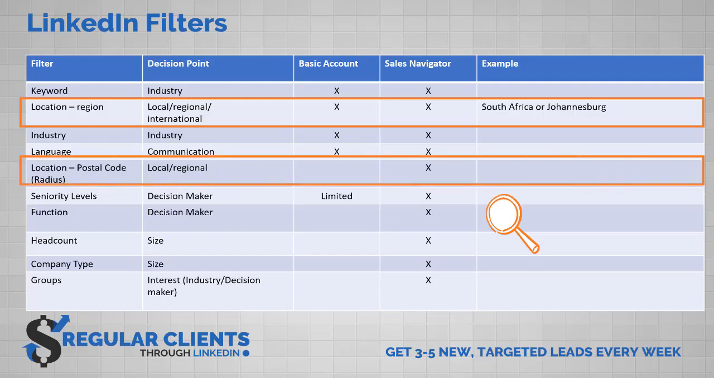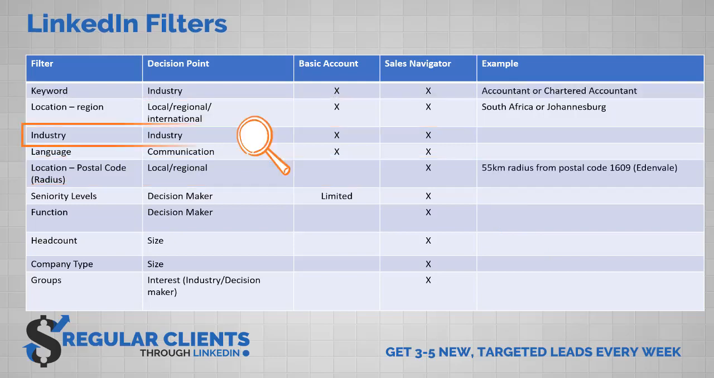Then the second part of location is really great if you're trying to find clients that are close to your office, and the majority of accountants that I work with generally tend to do that. So this radius option is based on your zip code. An example would be, I might say I am going to look for people within a 55-kilometer or 35-mile radius of my postal code or my zip code, which is 1609, which is where I stay because my offices are out in Edenvale in South Africa, and I'll get a very targeted result because of that.